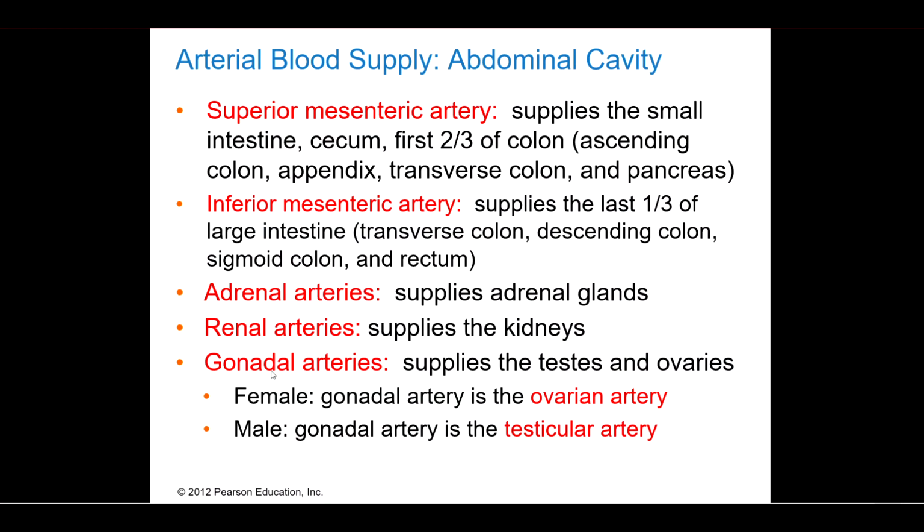Now, if we don't know the sex, let's say of a model, a torso that we're looking at, you can call them the gonadal arteries. Gonadal is probably the most generic term I could think of. But if we know that the model that we're looking at is a female, we would call them then the ovarian arteries. If we know the model is a male, they would be known as the testicular arteries.